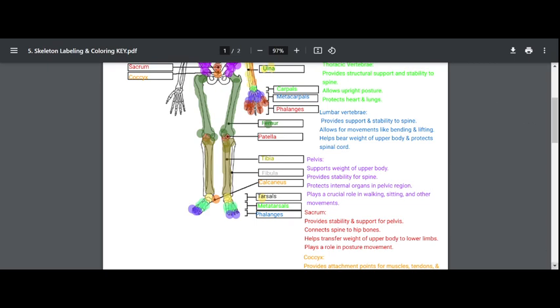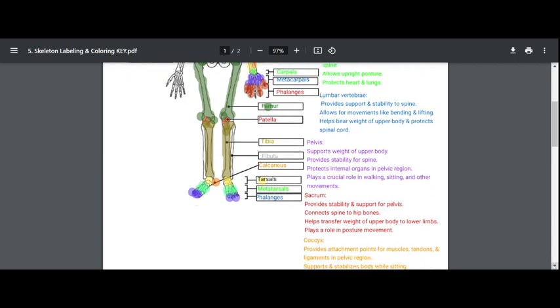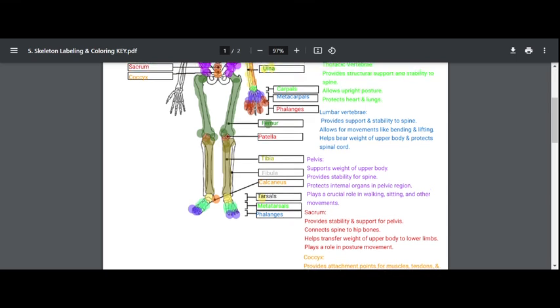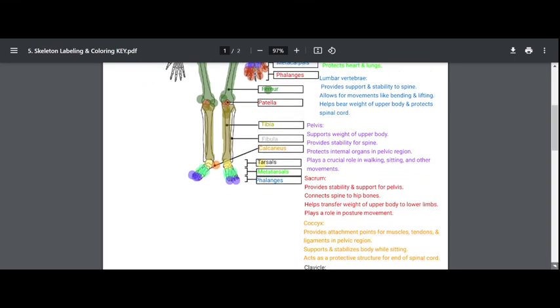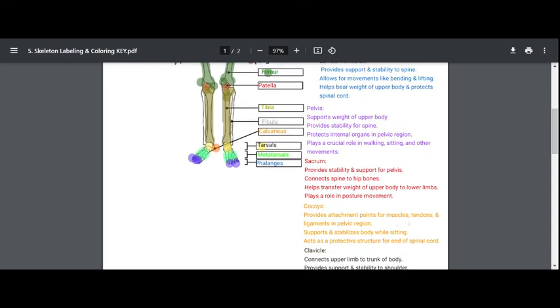Okay. And then right below that, we have the coccyx. Okay, so this right here in orange is the coccyx, and the coccyx provides attachment points for muscles, tendons, and ligaments in pelvic region, supports and stabilizes body while sitting, acts as a protective structure for end of spinal cord.